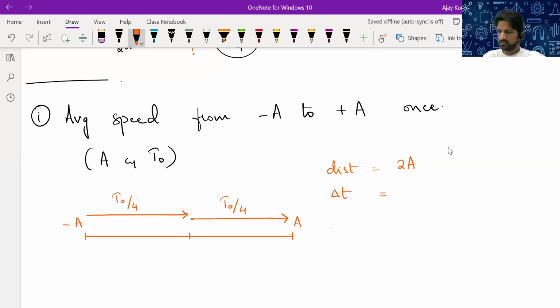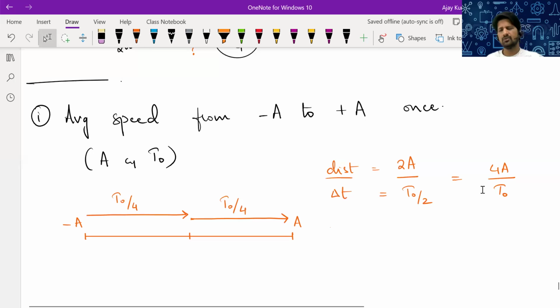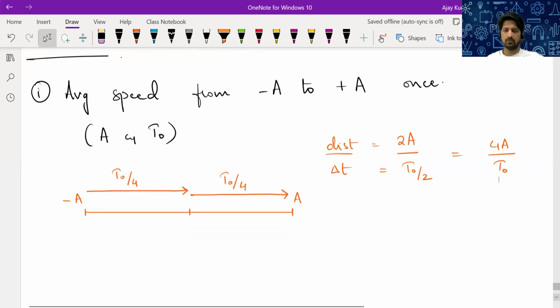So going from negative extreme to positive extreme, half oscillation is done. Time taken will be half of the time period. Divide them, you will get the average speed. That will become 4a divided by T naught. Okay, you don't even have to use the displacement time equation to solve this problem. Just imagine it oscillating on a straight line. From where to where do we know the time taken? Based on that, you can tell the average speed.